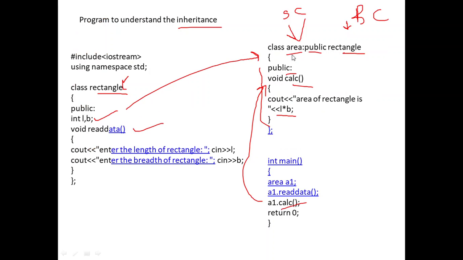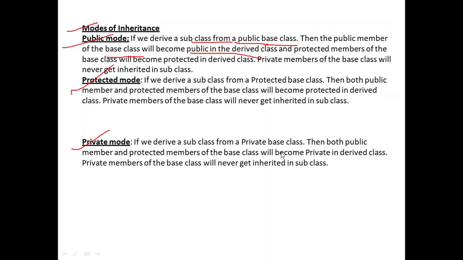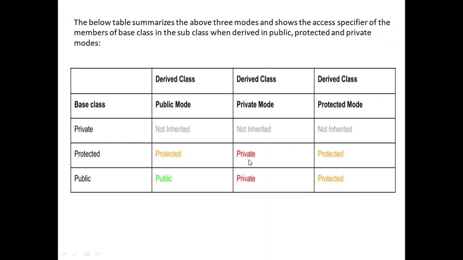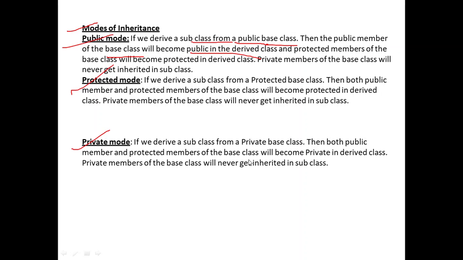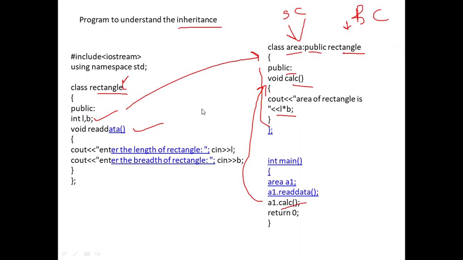Private mode means if we declare it as private, then what will happen? If we derive a subclass from a private base class, then both public and protected members of the base class will become private in the derived class. So everything will be in private mode. Then L and B in this derived class are also private. Then outside the class it could not be accessed. If we write it as a1.calc, we couldn't find it because L and B are declared as private.